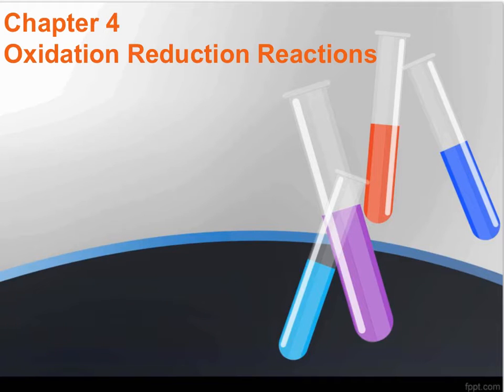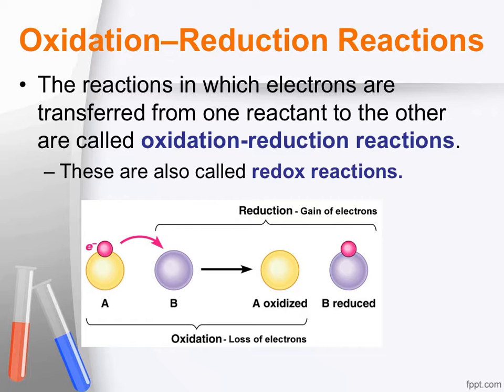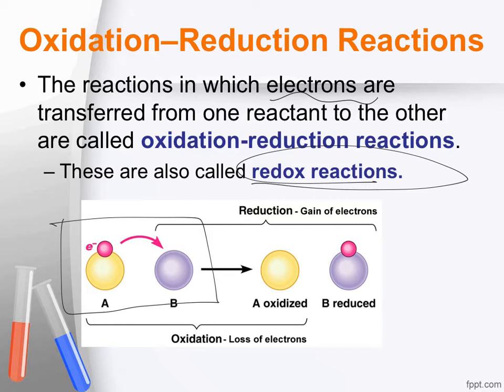This is the last lecture from Chapter 4. It's about a type of reaction called an oxidation-reduction reaction. Oxidation-reduction reactions are reactions where electrons are transferred from one substance to another. You'll also hear these called redox reactions.